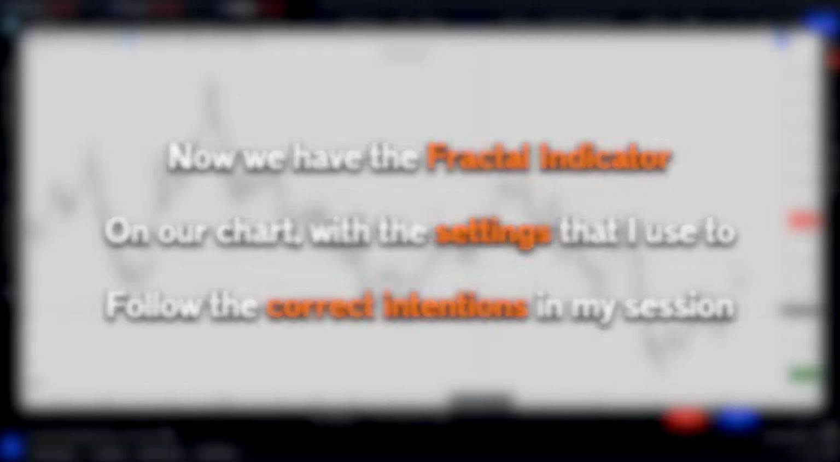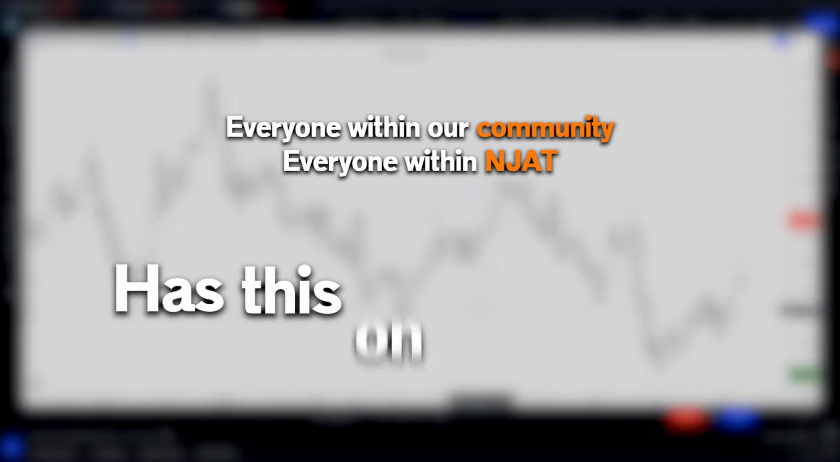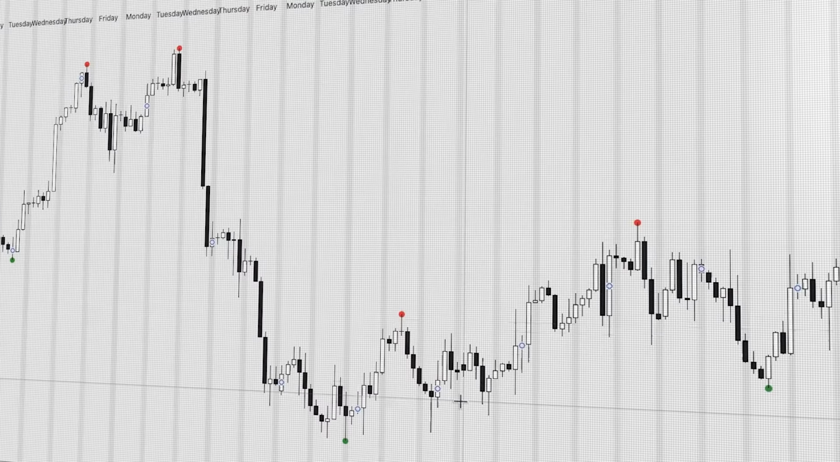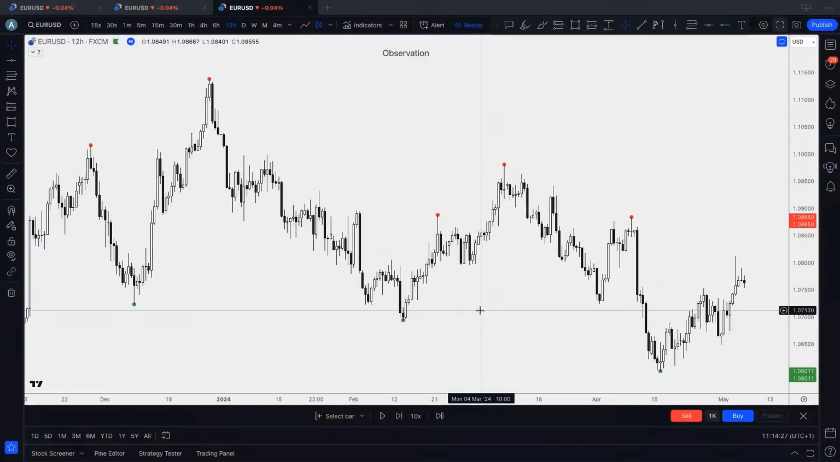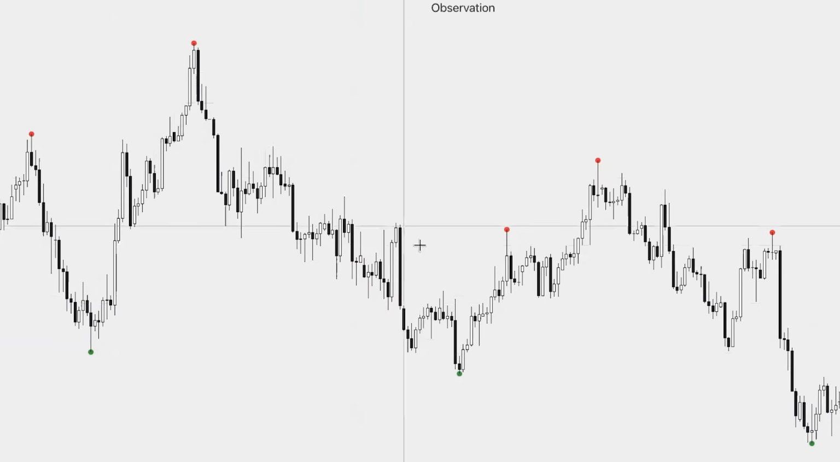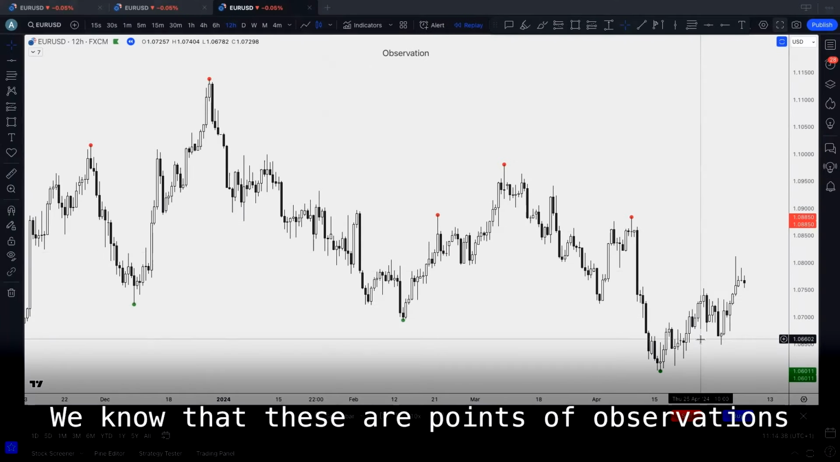in my session. Everyone within our community, everyone within NJAT has this on their chart. It's one of those important tools that we can use daily. Before we get into the benefits of having this on our chart, let's get familiar with it. Right now, we're on a 12-hour time frame, and we can see that we have the highs and lows that are presented to us. As you saw from my previous video, we know that these are points of observations.